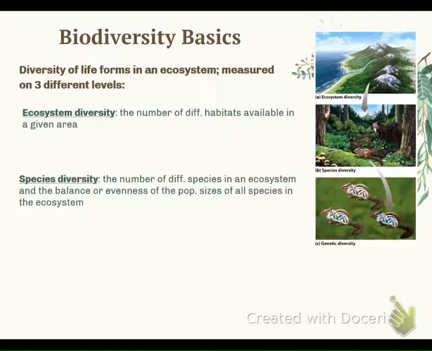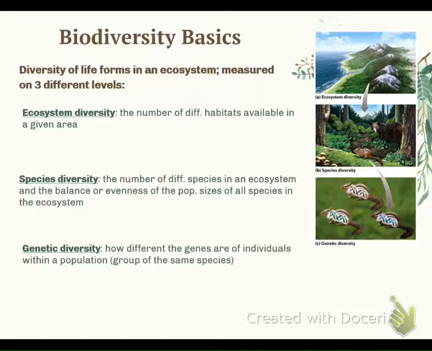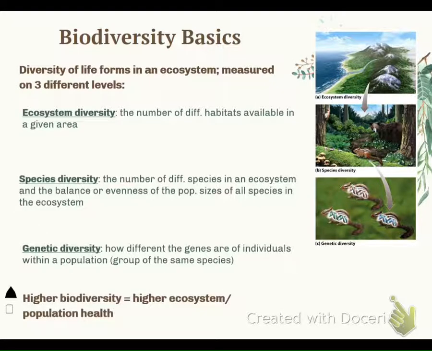Species diversity is how many different species there are, and the balance or evenness of the population within that system. For example, we can look at the difference in the number of species in the Arctic versus the rainforest. Within a species, we can look at the genetic diversity. Is there a huge diversity? Are there different abilities to withstand changes? The higher the diversity, the higher the ecosystem or population health, and the more likely it is to not be destroyed.